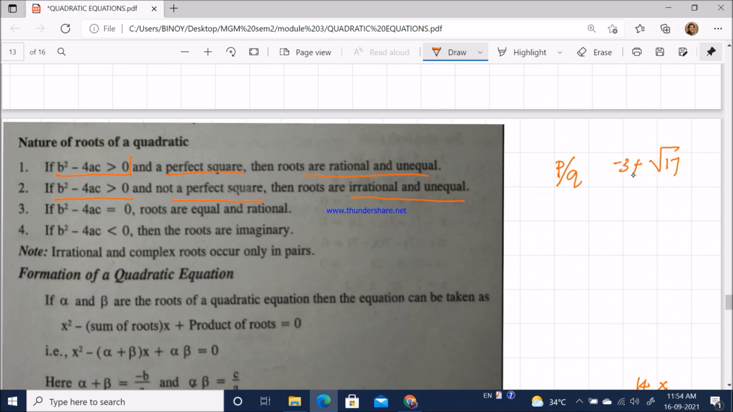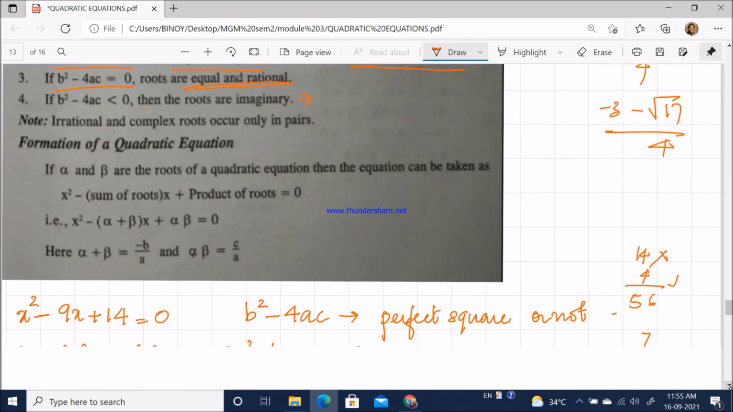That is root 17 by some value, minus 3 plus or minus 17 by 4. This is not in the form of p by q, so it is irrational. Then if b square minus 4ac is equal to 0, we can say the roots are always equal and rational. If it is less than 0, then the roots are imaginary, that is, we will get a complex root.